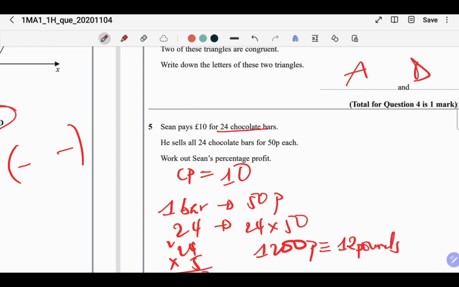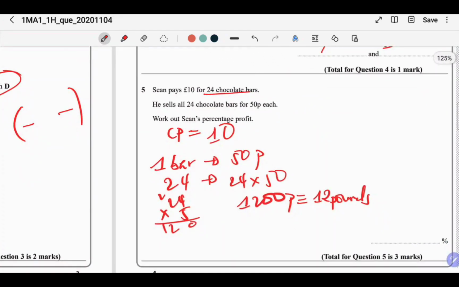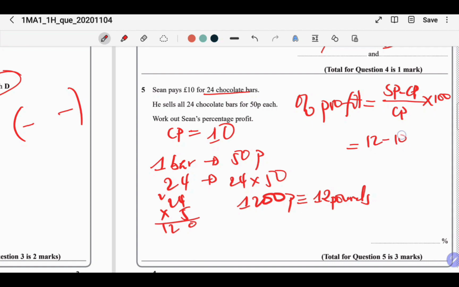Okay, now that we know his cost price and his selling price, we can work out his percentage profit, which is basically his selling price minus his cost price, over his cost price, times by 100. That'll be 12 minus 10 over 10 times 100, which is 2 times 100, all divided by 10. One of the zeros cancels out, and our answer is 20%.